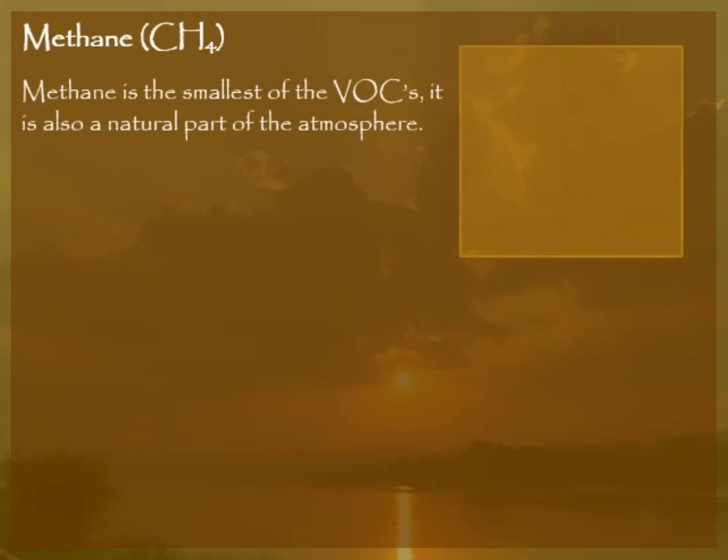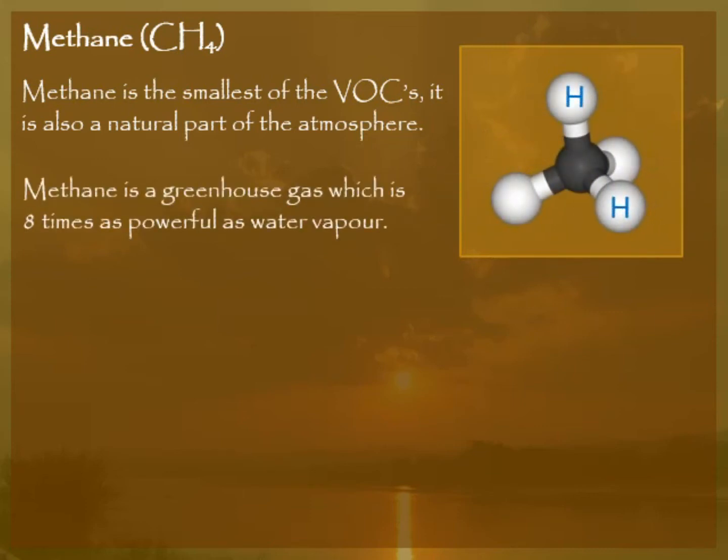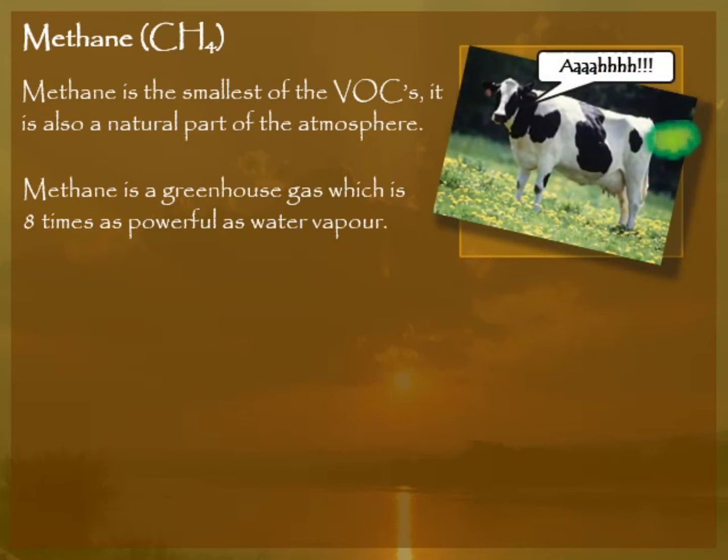Methane could be considered the smallest of the VOCs, but it is also a natural part of the atmosphere and it's used by many organisms. It's a greenhouse gas, however. It's 8 times as powerful as water vapor, and there you can see the molecule. It's produced by organisms, as we said.